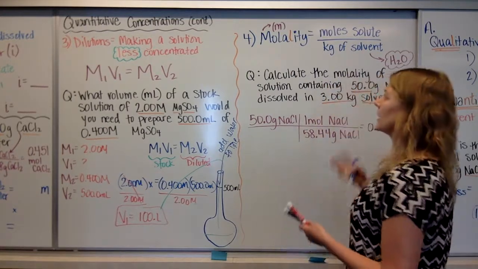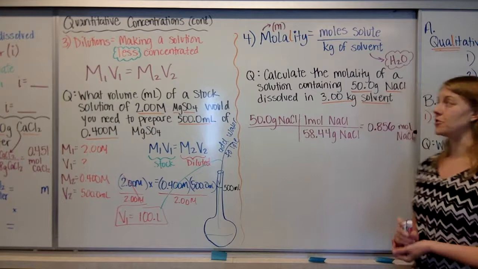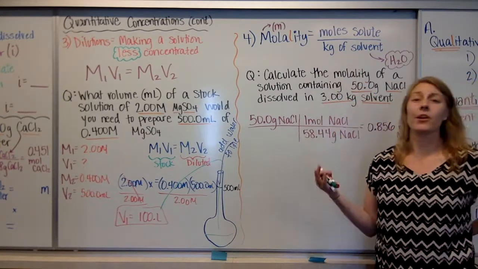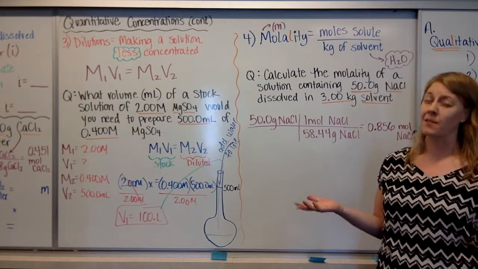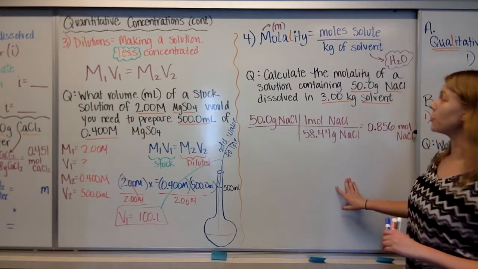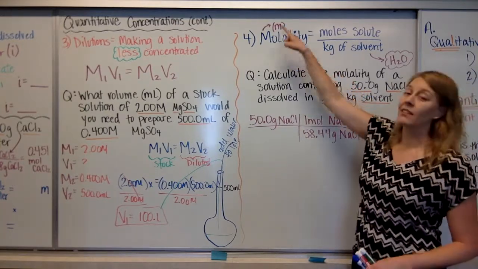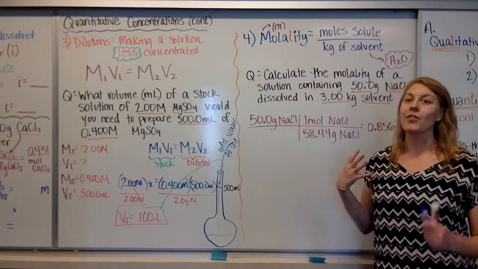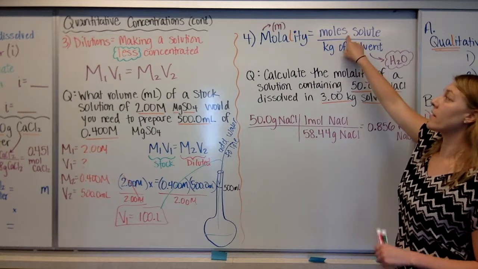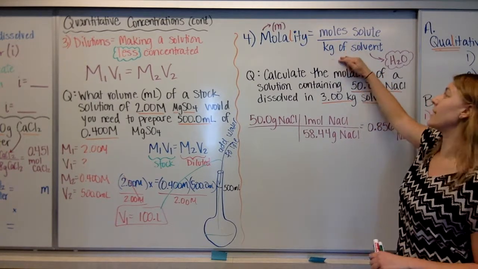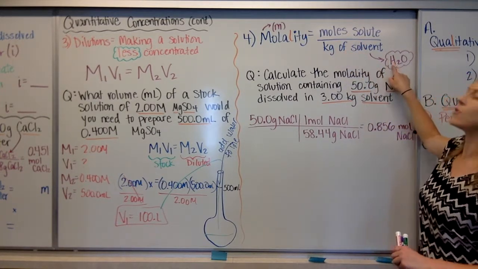Last one of the 4 concentrations is molality. This is going to be very important when we're talking about calculating boiling point or freezing points especially. We're going to see that on the next board. Molality, which is little m, not to be confused with mass or meters, is moles of the solute divided by kilograms of the solvent, which is usually water.